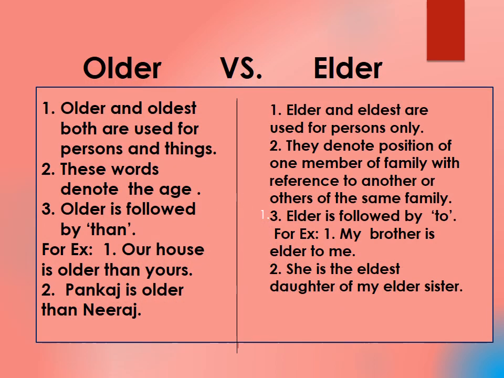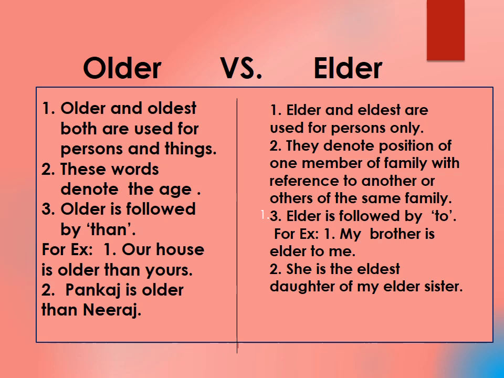Elder versus older. This is the most confusing concept for children. First we'll look at older. Older and oldest, both are used for persons and things. If I talk about any person or if I talk about anything, any building, any tree, anything, I can use this word older or oldest for both persons and things.